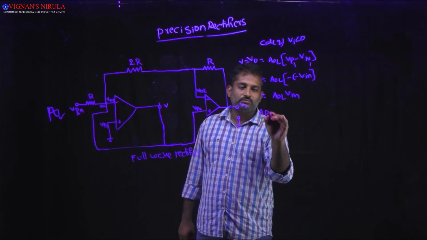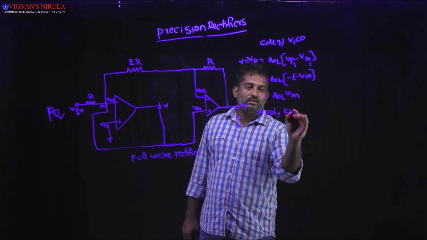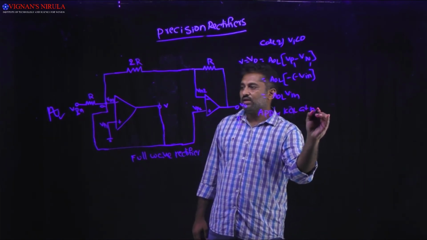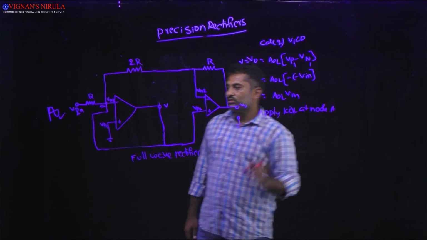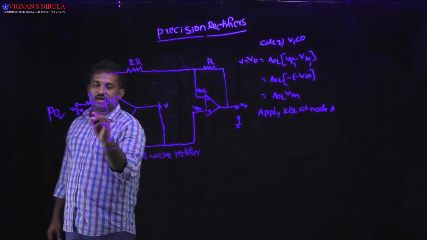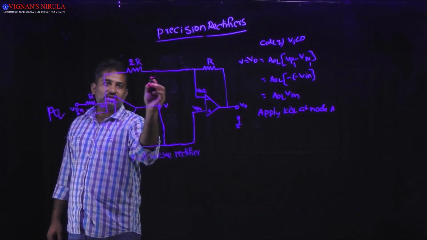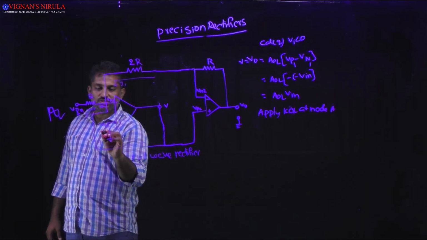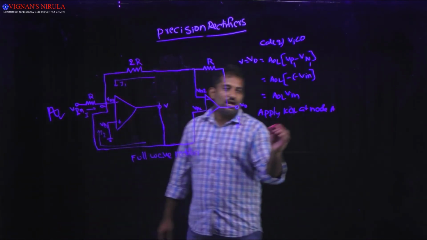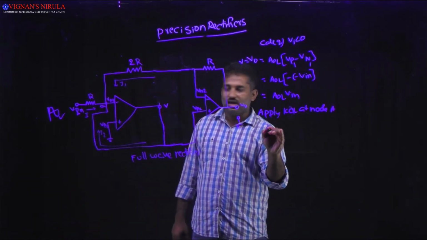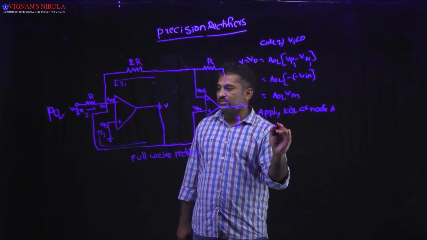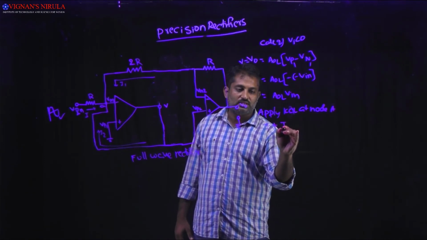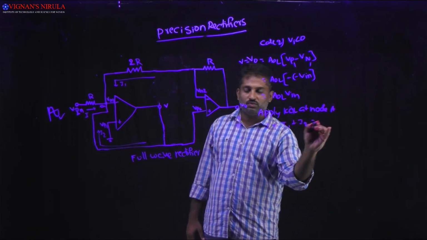Apply KCL at node A. Here the current passing is I, here the current passing is I1, and here the current passing through this is I2. If you apply KCL at node A, I will be equal to I1 plus I2, or the sum of all the currents will be equal to 0: I plus I1 plus I2 equals 0.